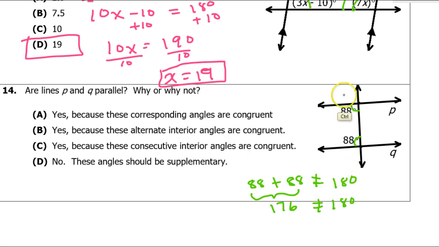Okay, so because consecutive interior angles are not supplementary, that's why they are not parallel. So we're going to choose choice D.